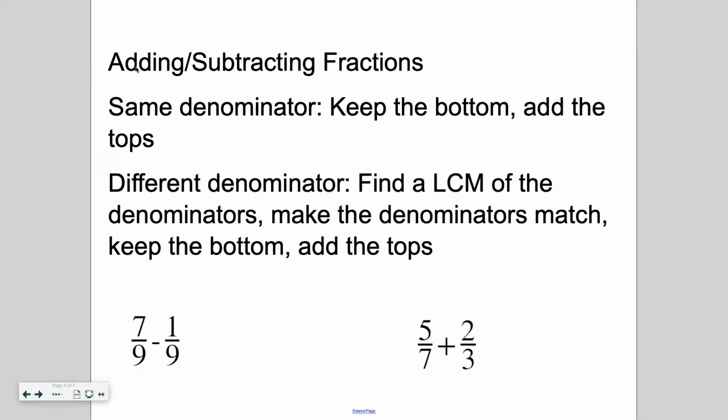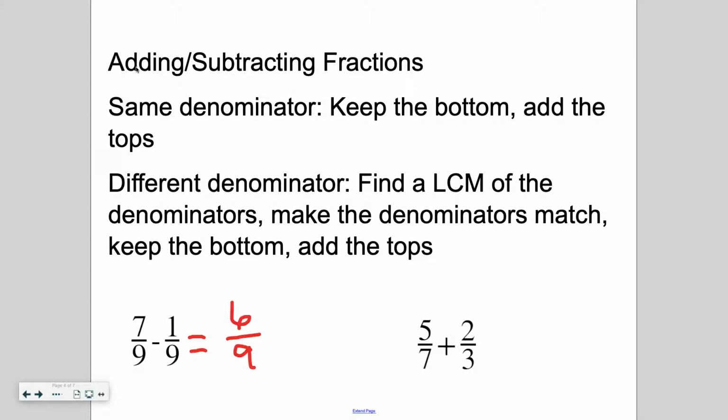So 7 over 9 minus 1 over 9. Am I going too fast? Are you guys okay? Okay. 7 minus 1 becomes 6. You subtract the tops or add the tops, but you keep the bottom. So the bottom is 9. So it becomes 6 over 9.